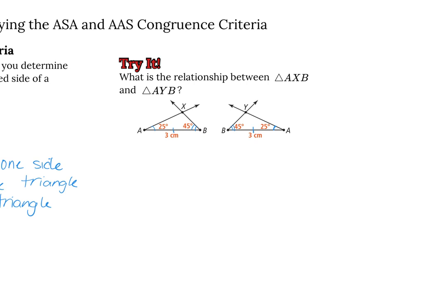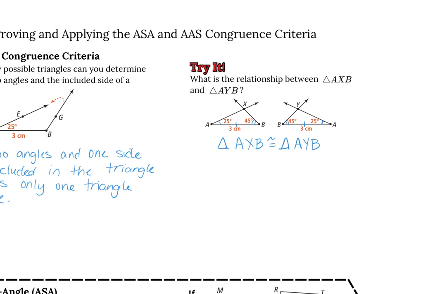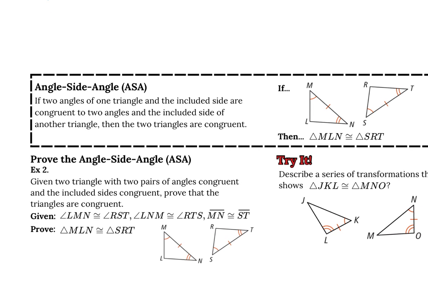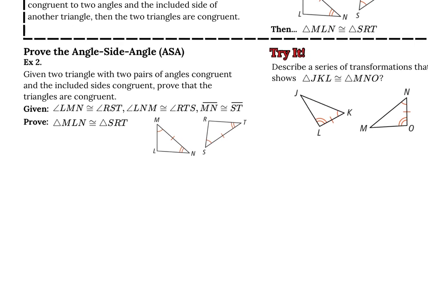So we are given an angle, a side, and an angle that are congruent. That means these two triangles are congruent through angle-side-angle. Next we just have that in writing. If we are given two angles and one side, we're able to prove congruency through angle-side-angle.